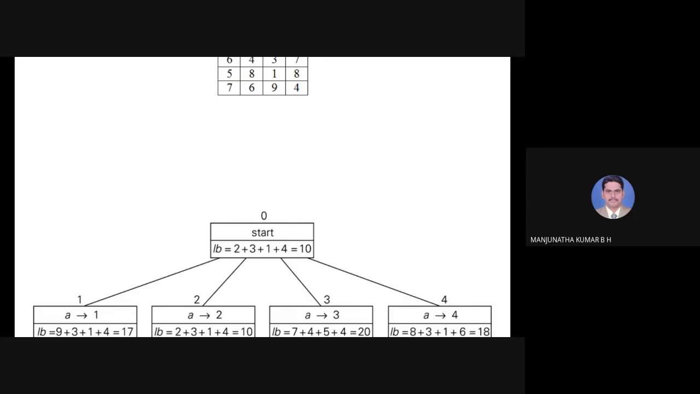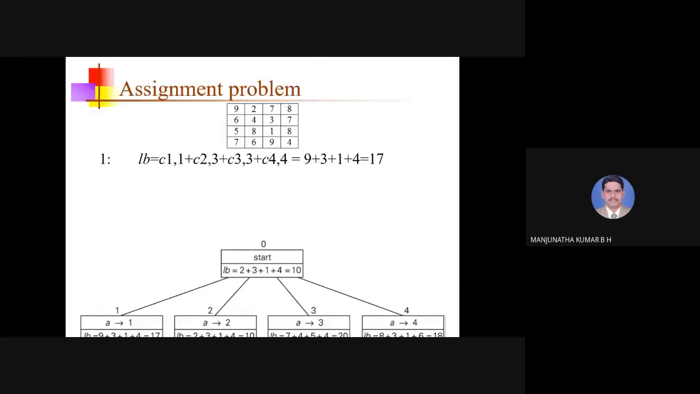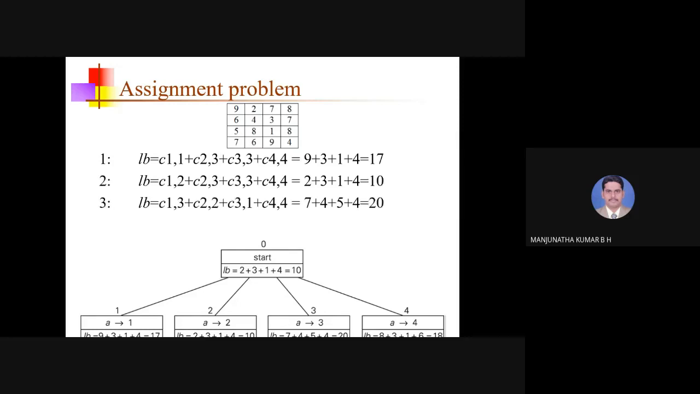Okay, what I have explained till now, if you have any doubts, you can ask me later. So let me do the calculation. For node 1, lower bound is calculated. You can observe here LB equals C1,1, where the first number represents the row and the second number represents the column. 1,1, 2,3, 3,3, 4,4, and the cost will be 17. Second node calculation is also given in the slide.